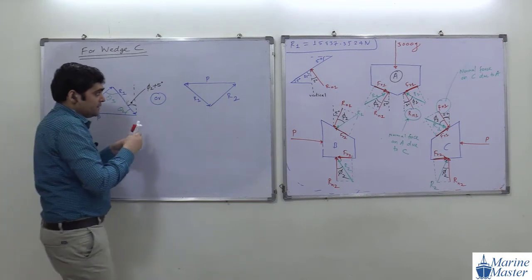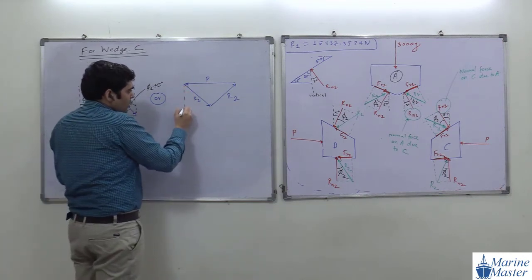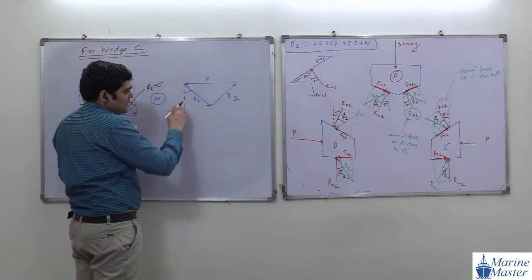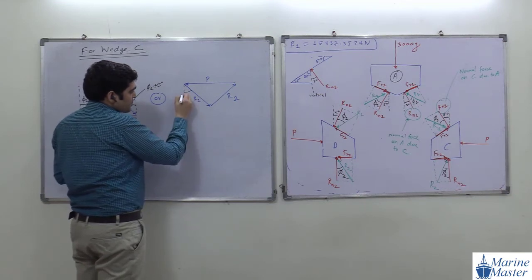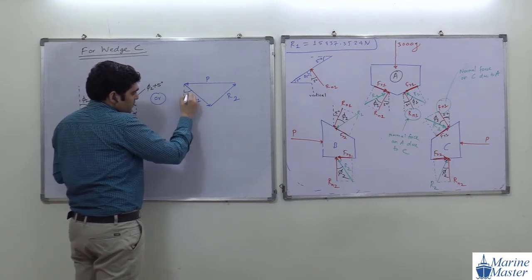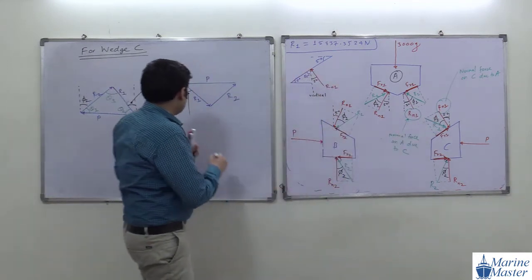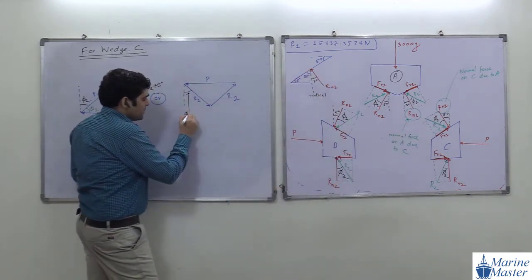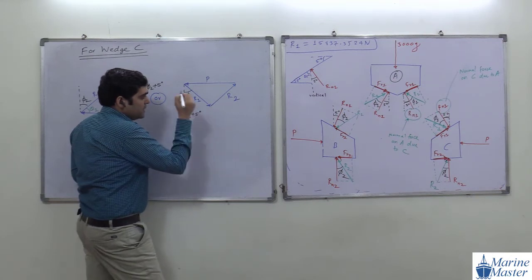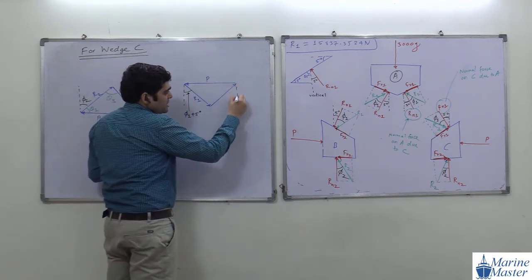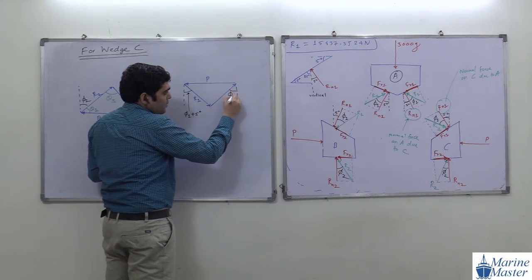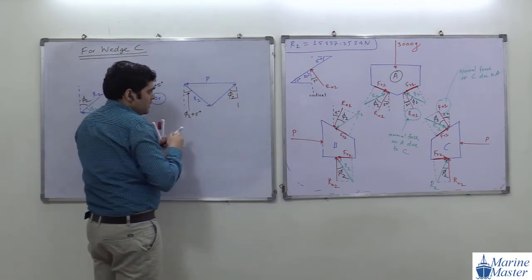Okay. See the point here. What is the angle of R1 with respect to vertical? Angle of R1 with respect to vertical will be phi 1 plus phi 2, so phi 1 plus 5 degree. What is the angle of R2 with respect to vertical? This angle will be phi 2. So this is our R2.